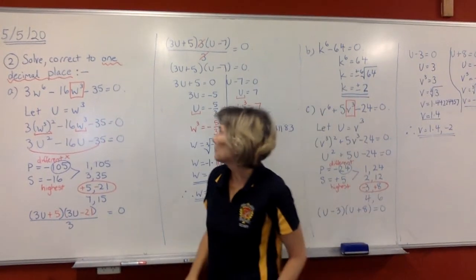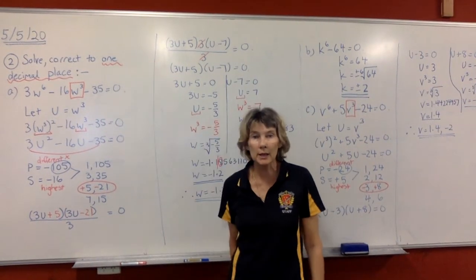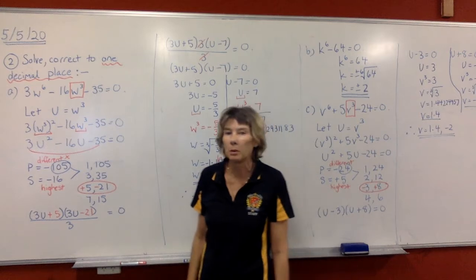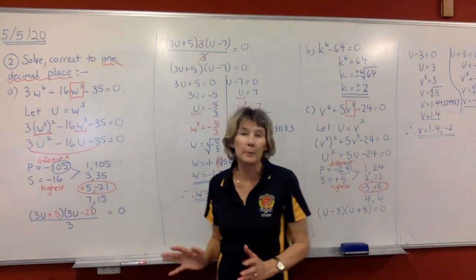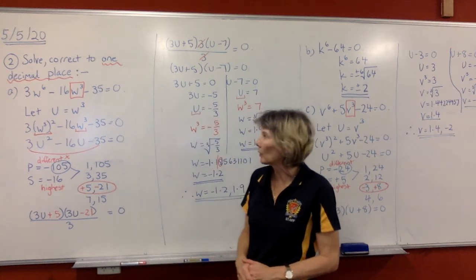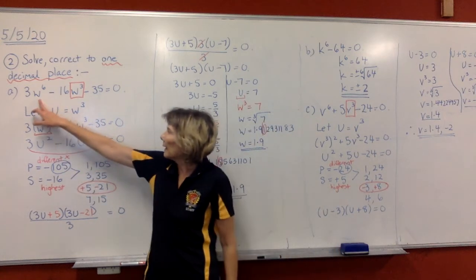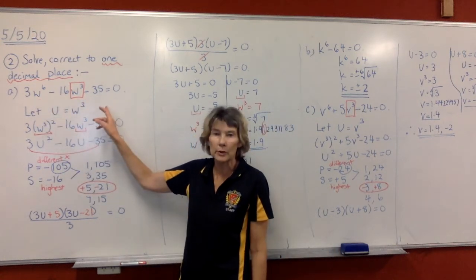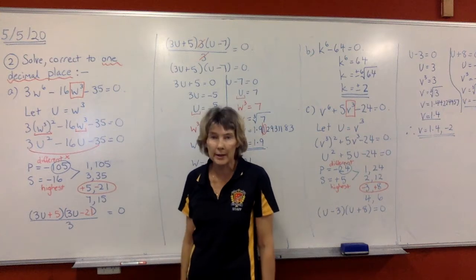So just a few more examples, boys. In this question, it's asking you to solve correct to one decimal place. You won't see that happening until you get towards the end of the question. So, again, we've got our decreasing orders of powers and our zero on our right-hand side.